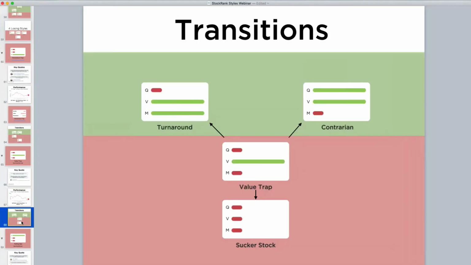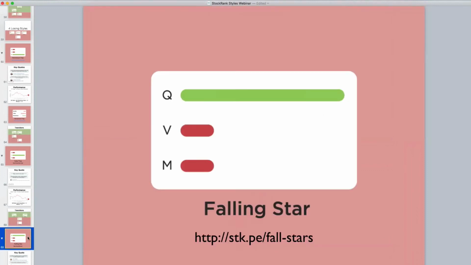Remember that the transition from value traps, they can become sucker stocks quite quickly. And if they move out of value trap territory, they can become turnarounds or contrarian sort of profile shares. Okay, moving on. Falling stars.